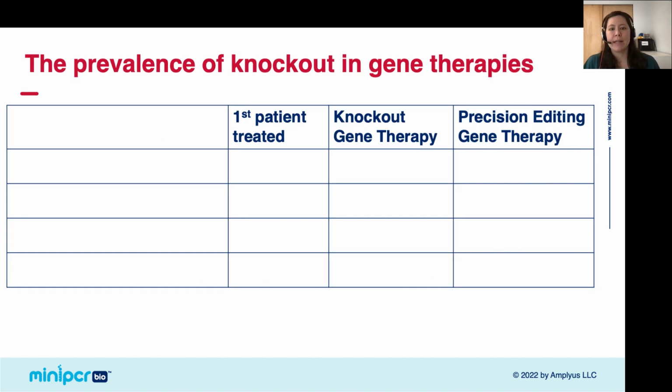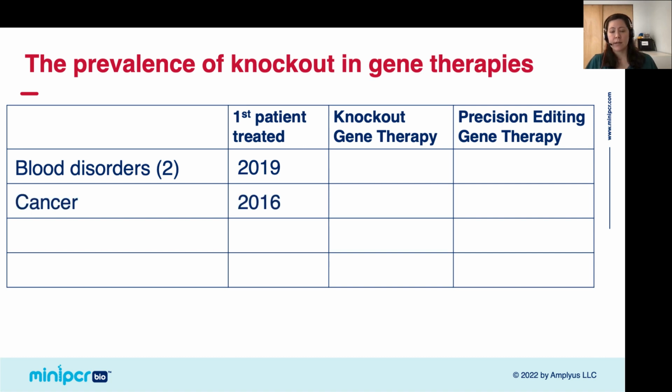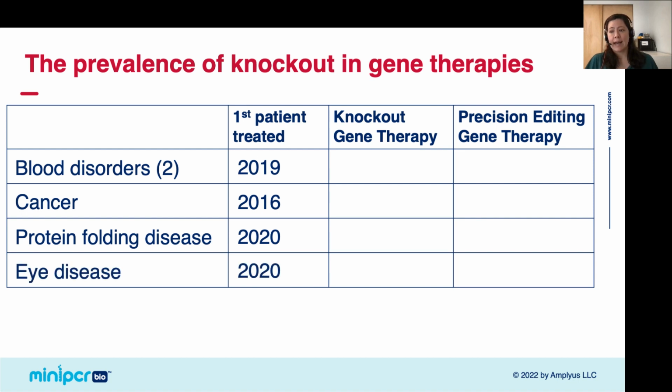You might be surprised to find out that the gene therapies that are in use right now use knockout very widely. There are only 4 major areas currently where CRISPR-Cas has been used in recent gene therapy clinical trials. We have blood disorders, including sickle cell disease, cancer, a disease caused by a protein being misfolded, and an eye disease that leads to blindness.